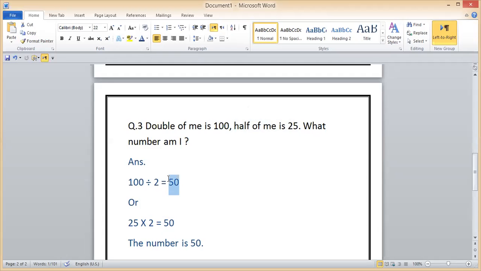So whichever hint you use, you will reach the same answer. And you tell that the number is 50. 50 is the number. If you double 50, you get 100. If you half 50, you get 25. Am I clear, guys?